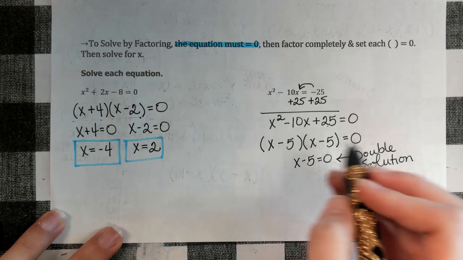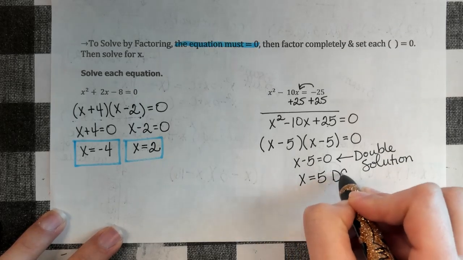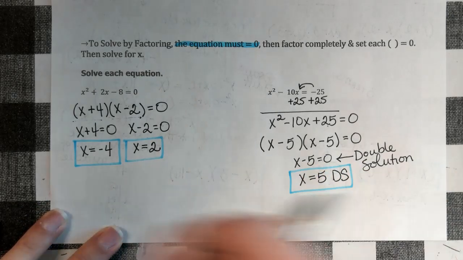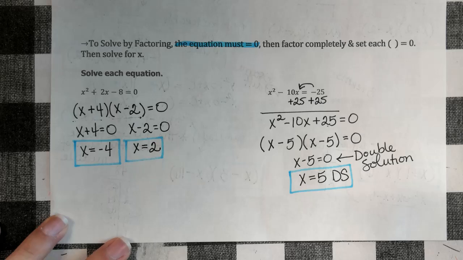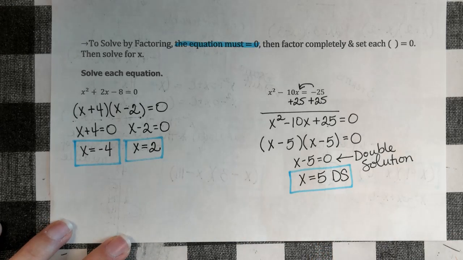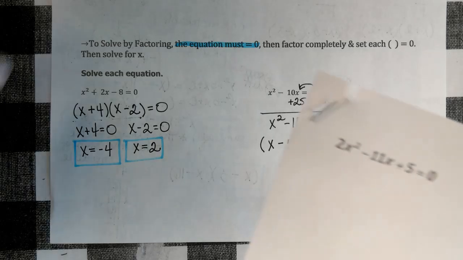Okay, so I add my 5, x equals 5, and I'm going to tack on a DS for double solution, and that will tell me there's 2, they're just the same answer. So you can either solve it once and put DS, or solve them both twice. It's up to you. Okay? Questions? All right, so now, that second page you had to tear off. We're continuing.